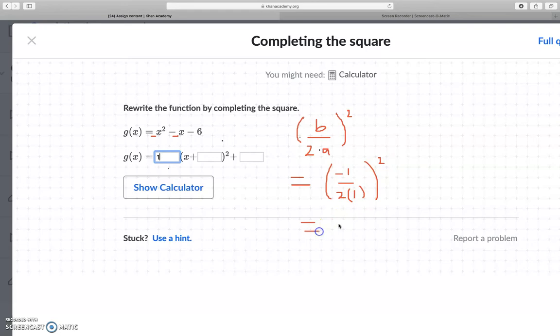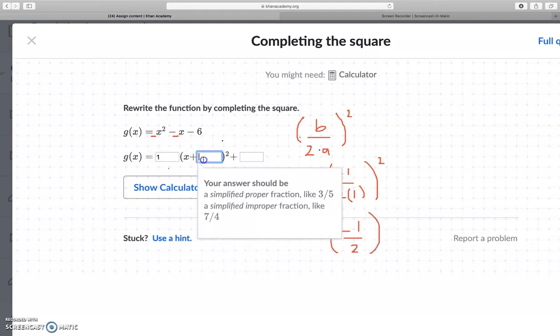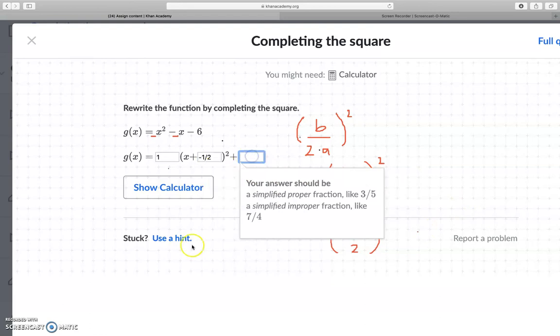That's going to equal -1/2. All right, so I believe this is going to be -1/2. That number goes in there.